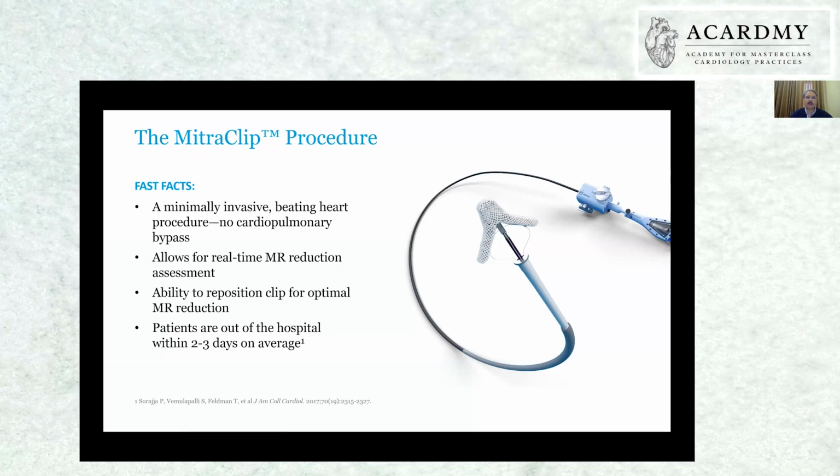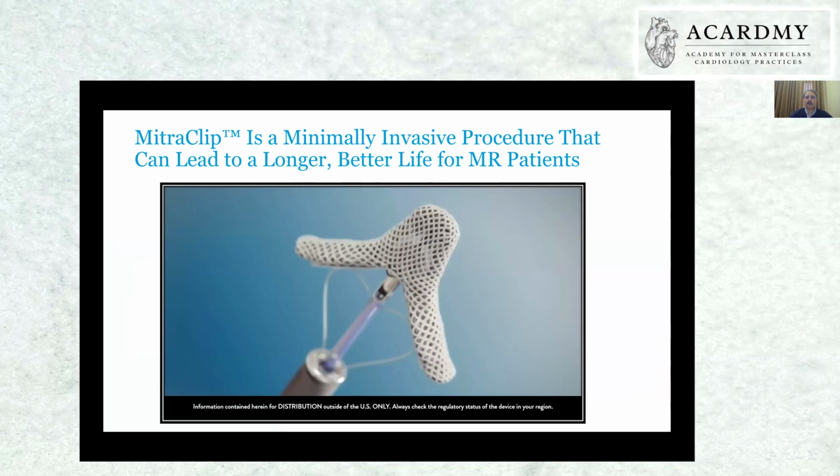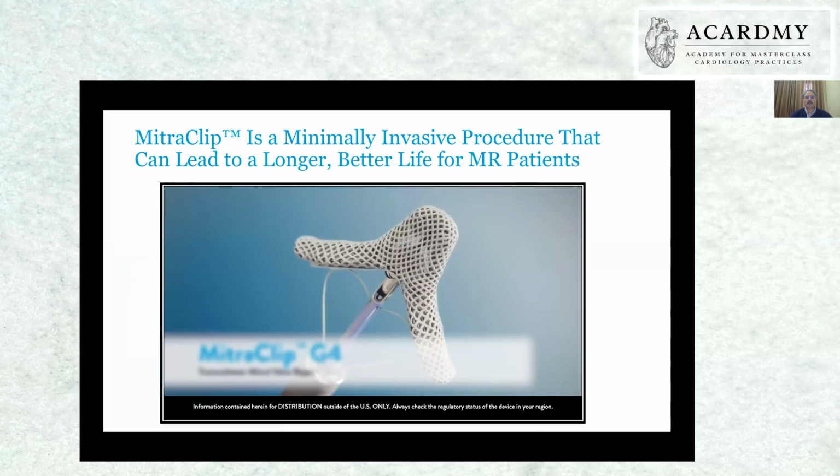We don't have Pascal. This is how the procedure is planned: a transseptal puncture, steering and advancing the clip into the left atrium. Then at the line of coaptation, we have to make sure that our clip is absolutely perpendicular to the line of coaptation. Then we go into the LV, retract the clip, grasp both leaflets again at 90 degrees, and then totally close the Mitraclip arms. So this is how the procedure is done.